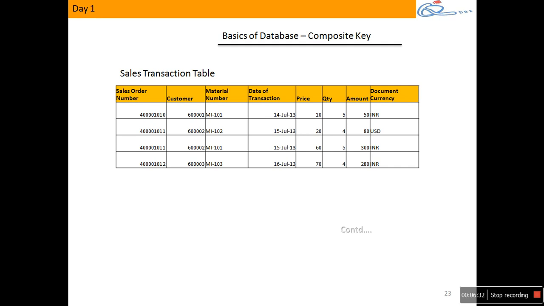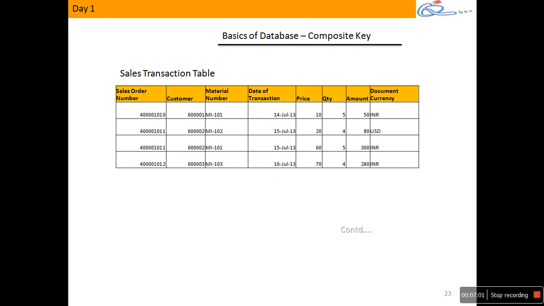Yeah, excellent. It says sales order number and material number. If you look at the combination of these values, sales order number and material number together, can that be unique? Sales order number same, material number different. Material number same, sales order number different. So in a scenario where a single column cannot be treated as a primary key, we can combine multiple columns together as a primary key. We call that a composite key. When 2 or more columns together act as a primary key, we call that composite keys.